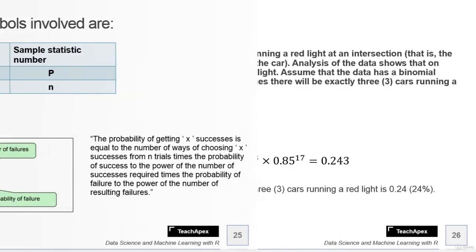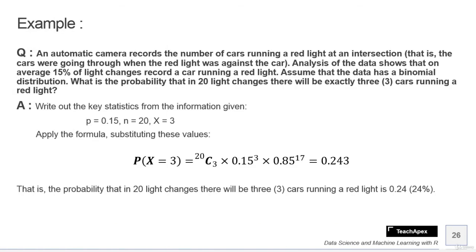Next we have an example. An automatic camera records the number of cars running a red light at an intersection, that is, cars going through when the light was red. Analysis of the data shows that on average 15% of light changes record a car running a red light, and we assume that the data has a binomial distribution. The question is: what is the probability that in 20 light changes there will be exactly 3 cars running a red light?